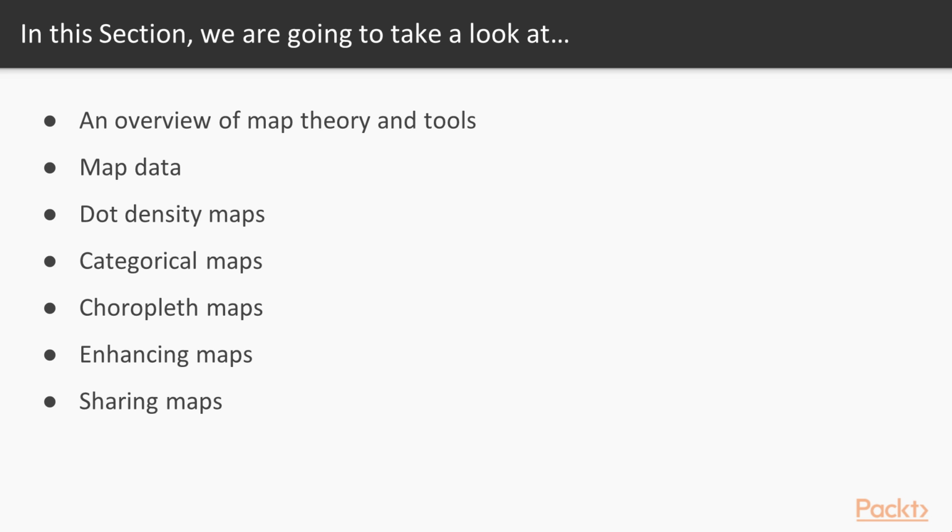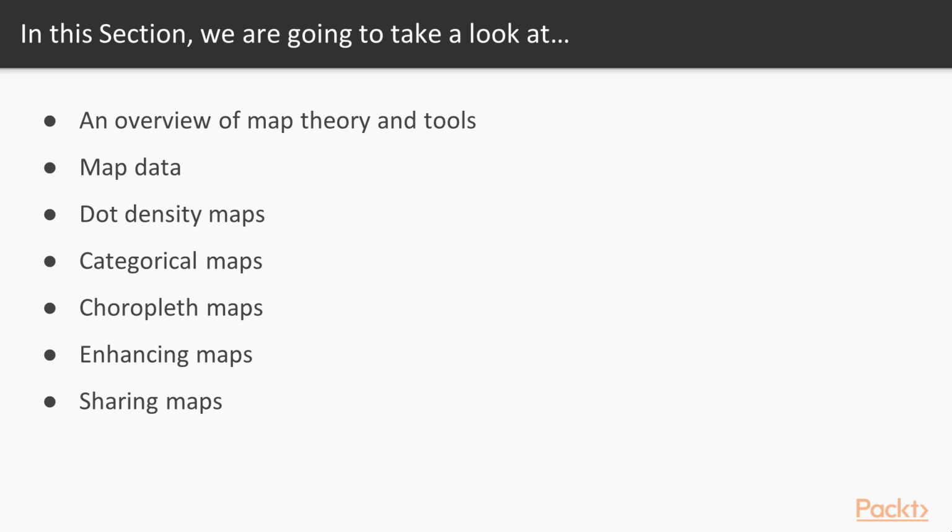The following three videos are all going to cover specific types of map creations that we can work with. So these would include dot density maps, categorical maps, choropleth maps, and we'll talk some about creating dynamic maps if we've got multiple time periods.